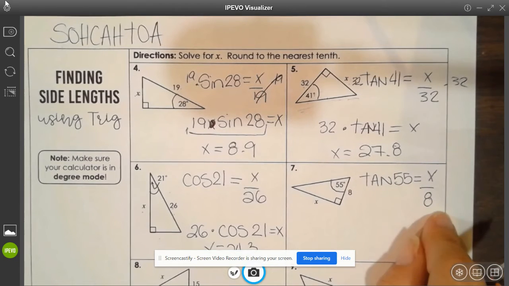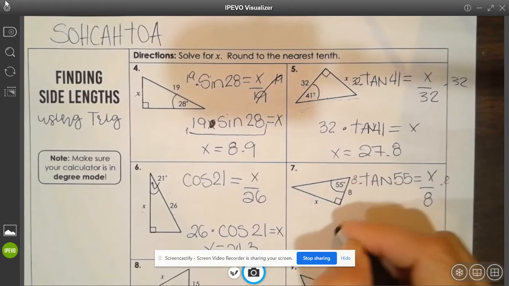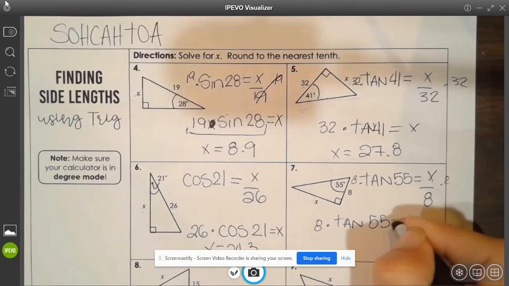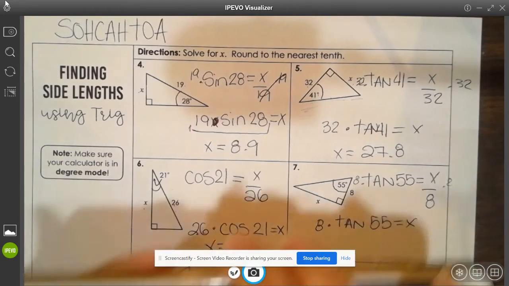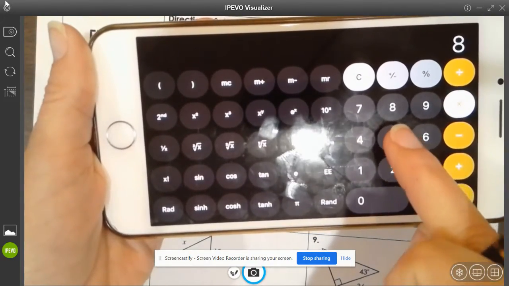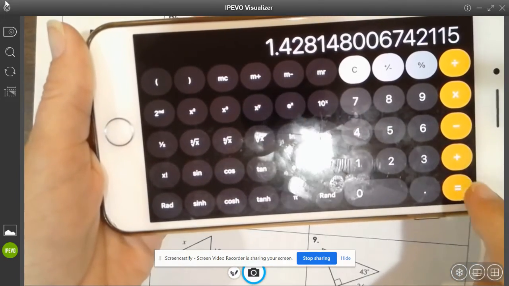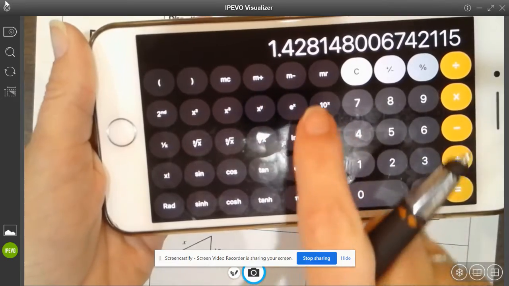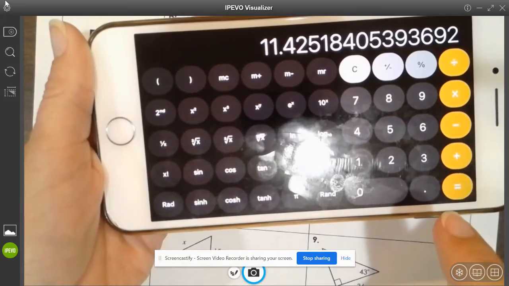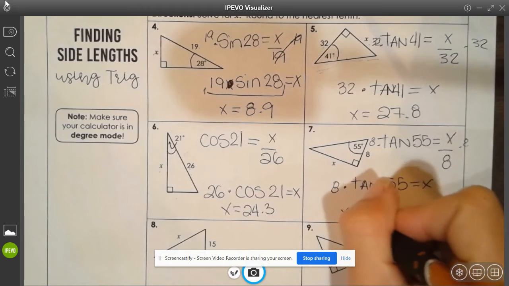Now, I have to multiply here, right? So let's multiply. We multiply by 8, so that's 8 times tangent of 55 equals x. All right, we put that in the calculator. That's 8 times, press the number first, 55 tangent, then the function. That is the tangent of the angle, but now you have to be multiplying by that 8, right? So now press equal, 11.4. 11.4 is my missing side.